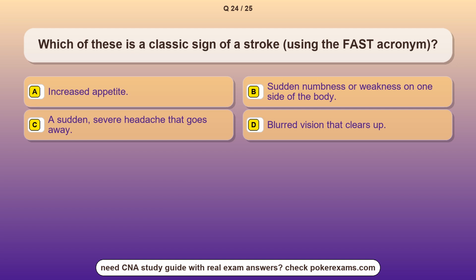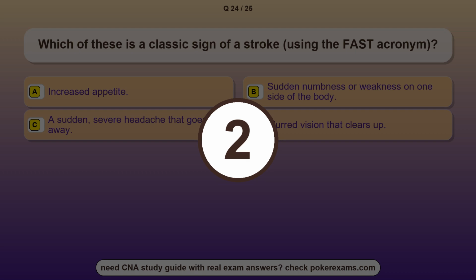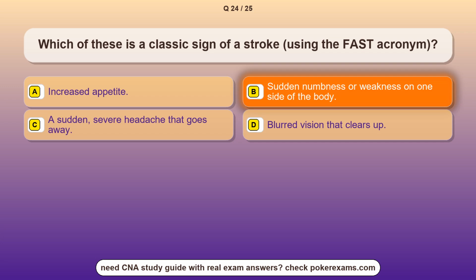Question 24. Which of these is a classic sign of a stroke, using the FAST acronym? Option A, increased appetite. Option B, sudden numbness or weakness on one side of the body. Option C, a sudden, severe headache that goes away. Option D, blurred vision that clears up. The correct answer is option B, sudden numbness or weakness on one side of the body.